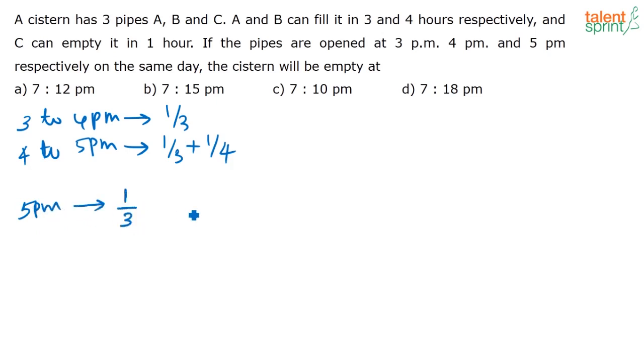So from 5 p.m. onwards, in 1 hour, what will be the work done by all the 3 pipes put together? 1/3 plus 1/4 minus 1, as the other pipe is an emptying pipe. Correct? So from 5 o'clock onwards, all the 3 pipes are open, and every 1 hour, what will be the work done by all the 3 pipes? It will be 1/3 plus 1/4 minus 1. 1/3 plus 1/4 is 7/12, right? I think we solved this just some time before, so I know the answer by heart now. 7/12 minus 1 is equal to minus 5/12.